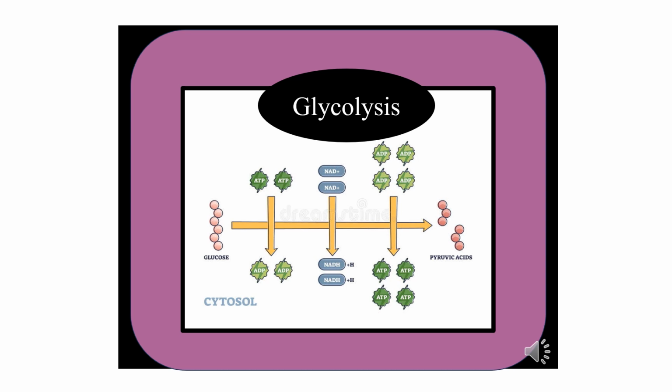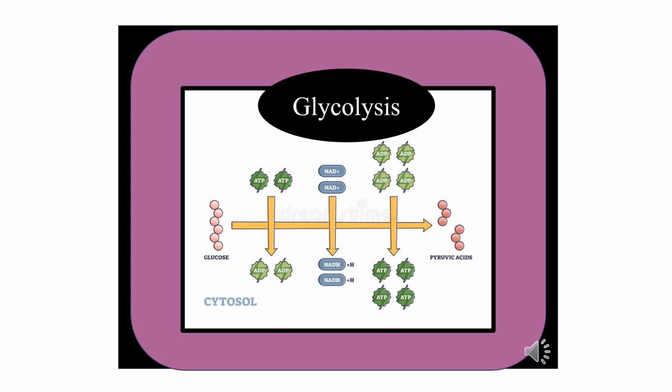And several steps are followed by the last step. A phosphate from phosphoenolpyruvate is transferred to ADP to form pyruvate and ATP by the action of pyruvate kinase. Two molecules of pyruvate and ATP are obtained as the end product.